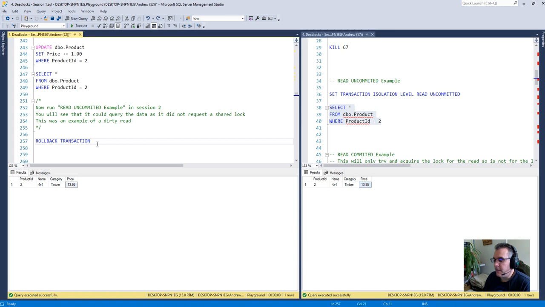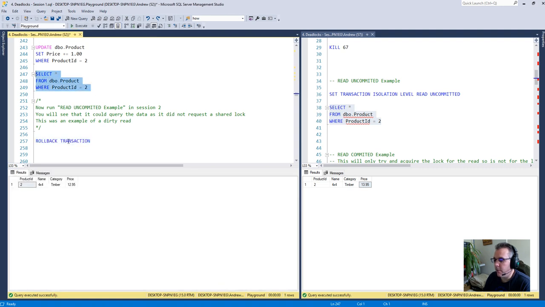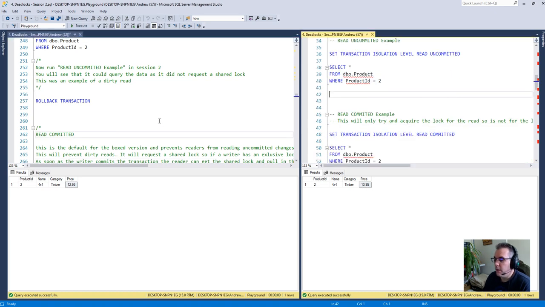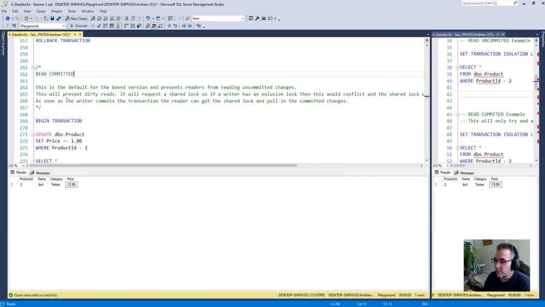So something on this session could come along and actually roll back the transaction like this. So actually when we select from it, the value is £12.95, but this one has just done a dirty read and it's got £13.95. So that's what's known as a dirty read. If it rolls back, then you've got the possibility of having inconsistent numbers. But maybe that's an acceptable approach for you.